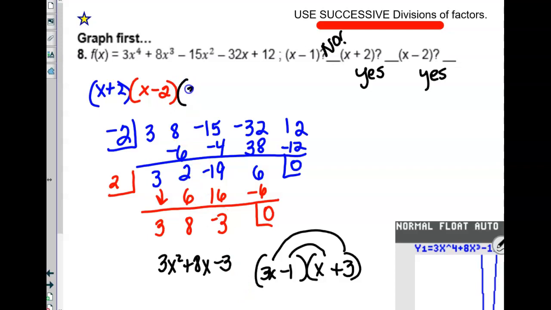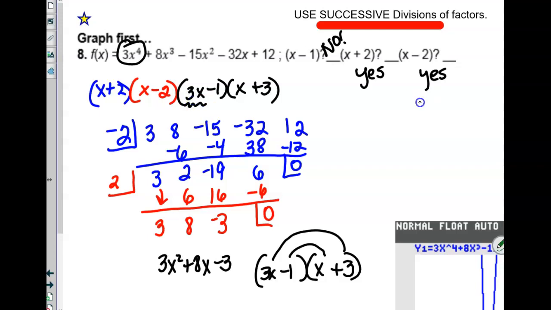So final answer? Okay. Are we good that that's the final answer or not? What is the last thing you want to check? That the vertical stretch is right, or the leading coefficient is right. If I multiply all that back together, will I get a 3x to the 4th in front? Yeah. Because we had the 3 in here, right?